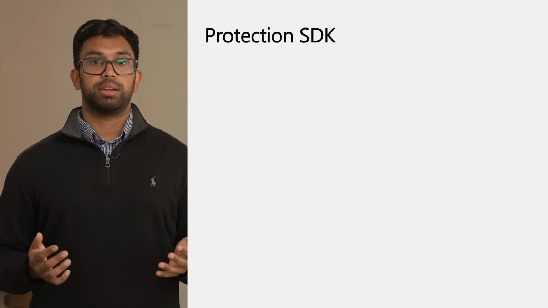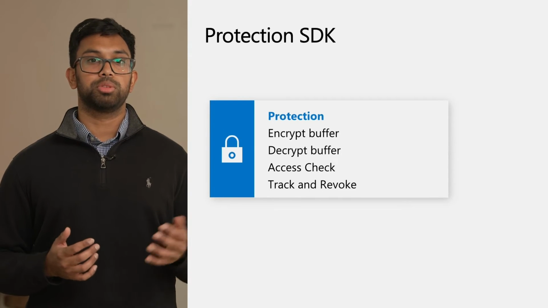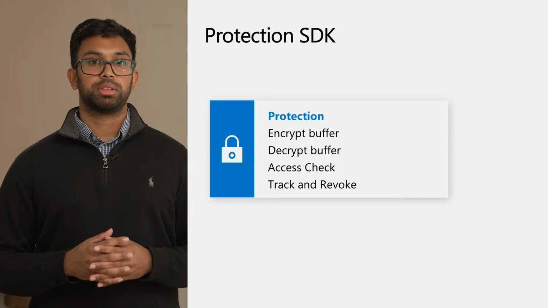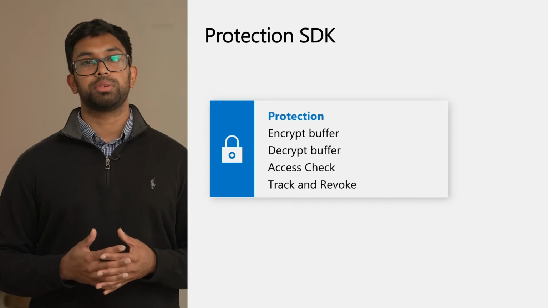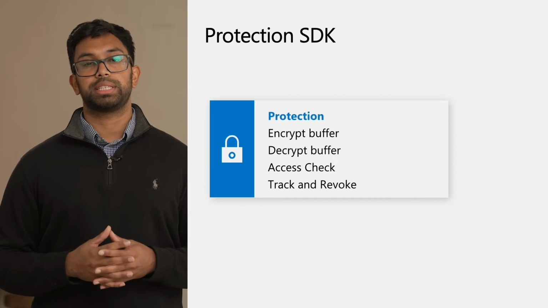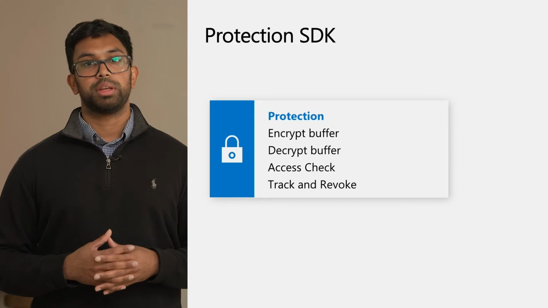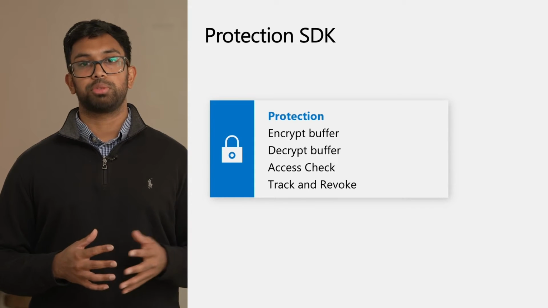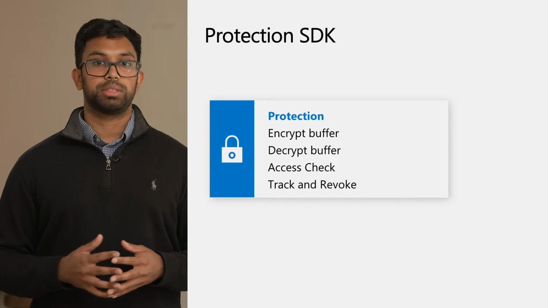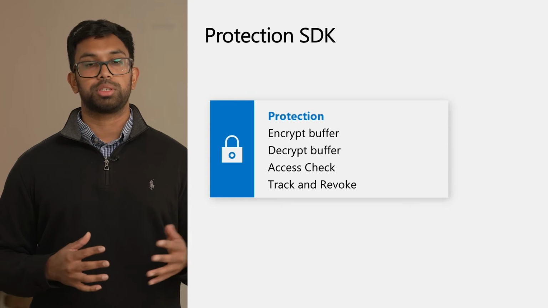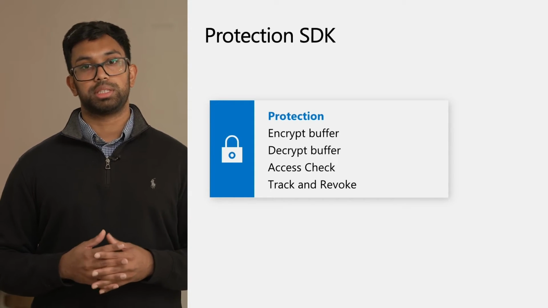The Protection SDK handles RMS protection internals. It can apply, update, or remove labels and protection. Some of the functions include get label, get protection, set label, remove label, and more. It essentially takes in buffers of bytes and also outputs buffers of bytes. It's used by applications that directly perform encryption or decryption of streams or data, and you as the developer are responsible for parsing through the file formats and decrypting or encrypting the necessary bits.